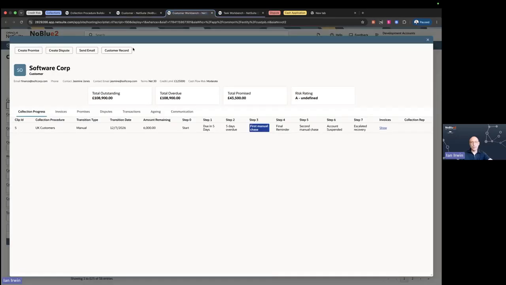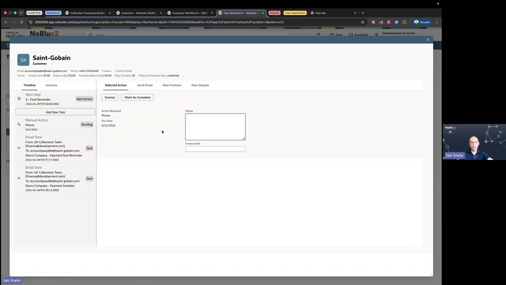So equally, if we jump into our customer workbench, we can see a similar indicator that's showing us where we are. Or if we're being directed to perform one of the manual tasks as part of that collection procedure, in our task workbench, again, very clear, we can see that the automated communications have been sent and that we are presently being asked to undertake this manual action.